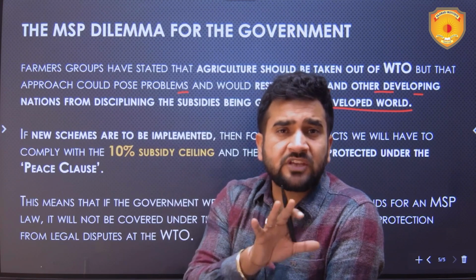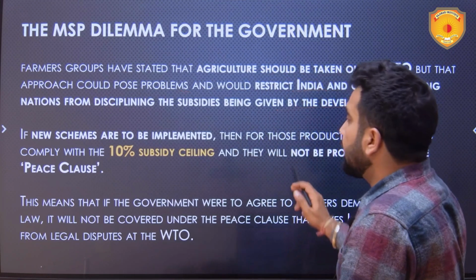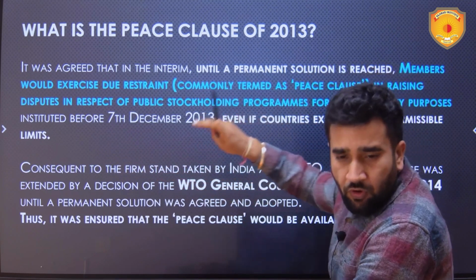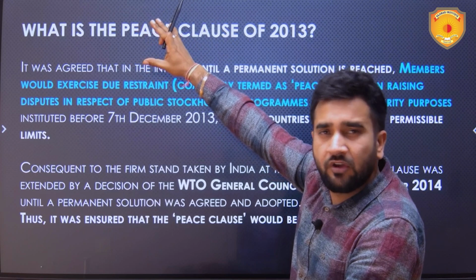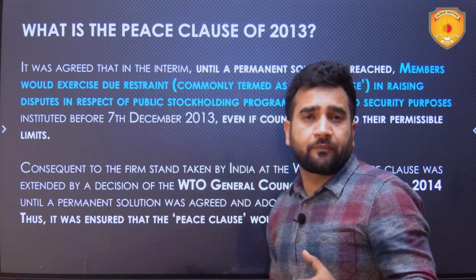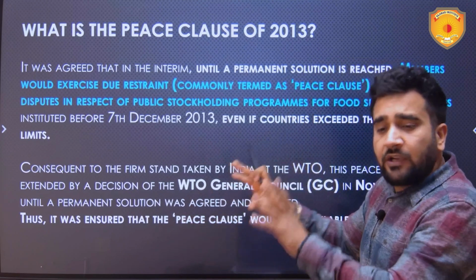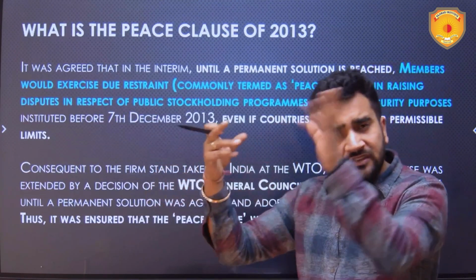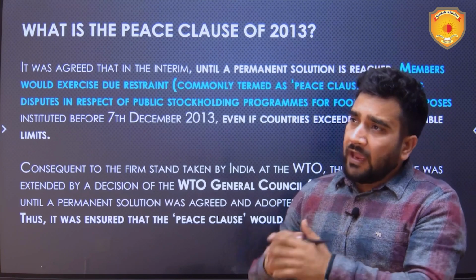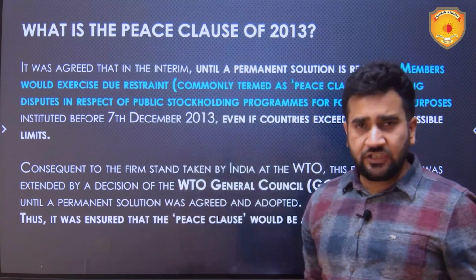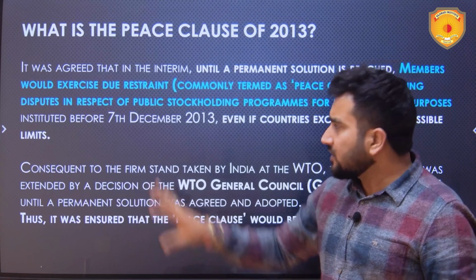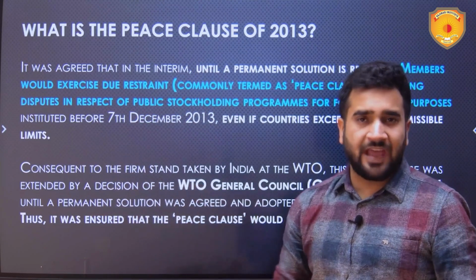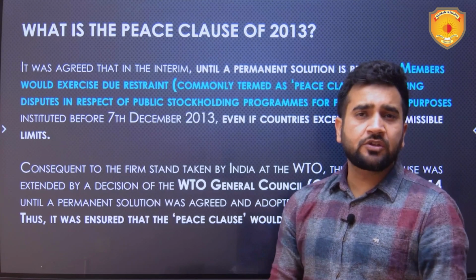Now, if these new schemes are implemented, in that peace clause, that date was also written. All these kind of schemes which are instituted before 7th December 2013, they will be allowed. Any new scheme or the structure of the scheme changes, that will invite litigation. And now MSP was there before 2013, it is there since 1960s in India. Every year the MSP goes on increasing because inflation has to be counted in that. That is not changing of the scheme. It will increase because everything is getting expensive. The agricultural inputs are getting expensive. So MSP will also rise.